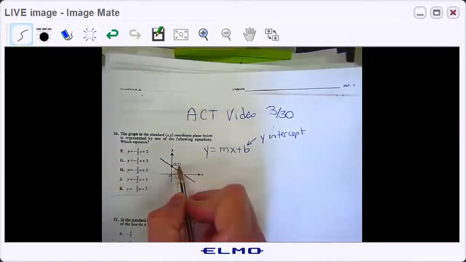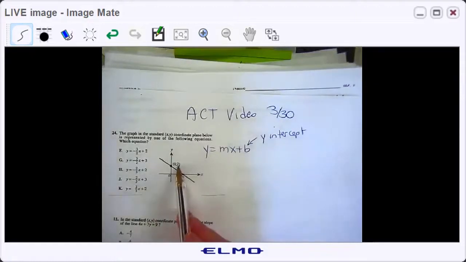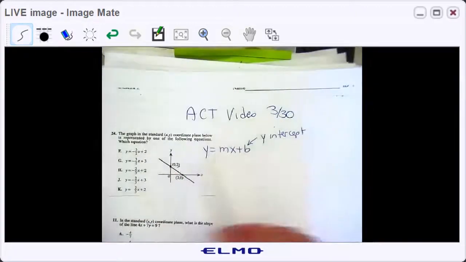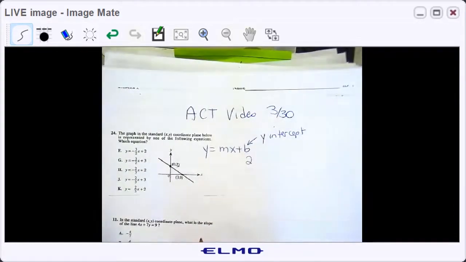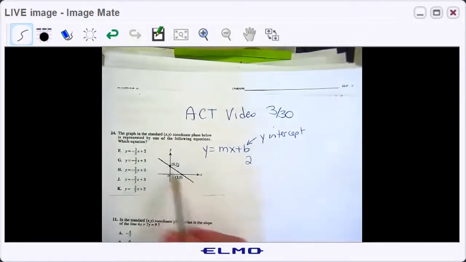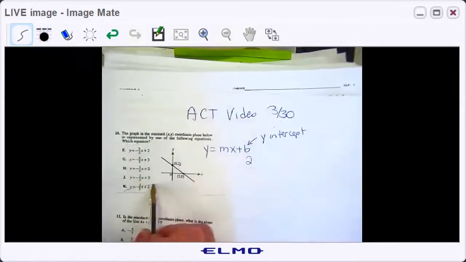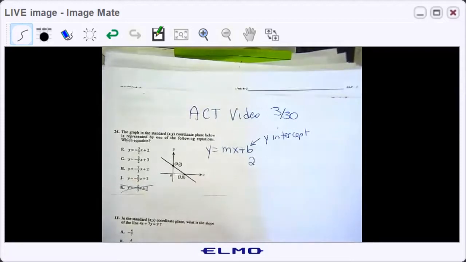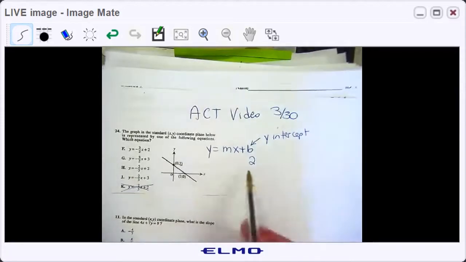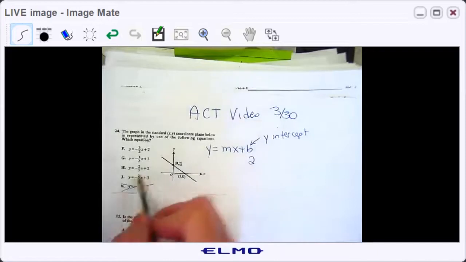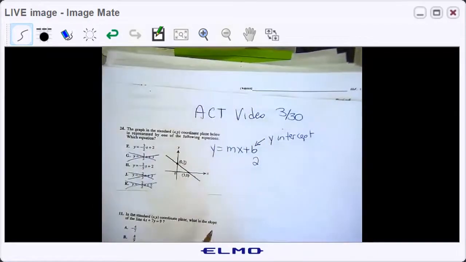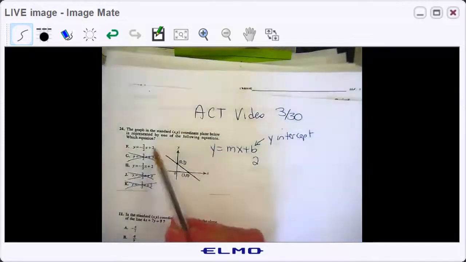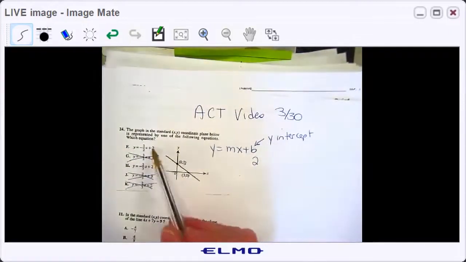And I notice that it crosses at the y value of 2, so that's going to be the number here. Initially I could go ahead and eliminate anything that's a positive slope because this is a downhill. So that takes out choice K right from the get-go. Now if I look at the other choices, J is out because it has a y-intercept of 3, and G is also out, leaving me two very similar answers.